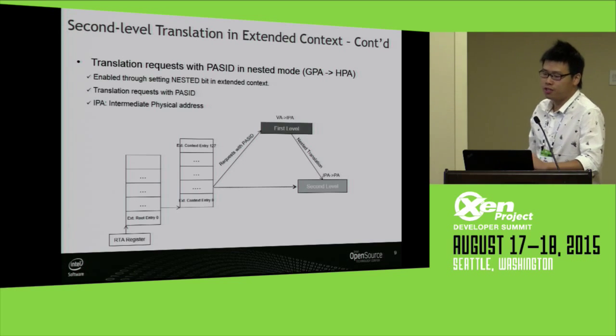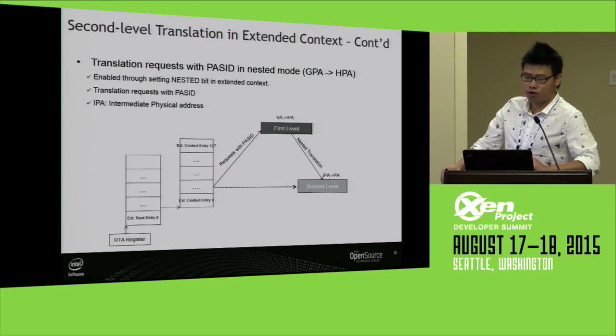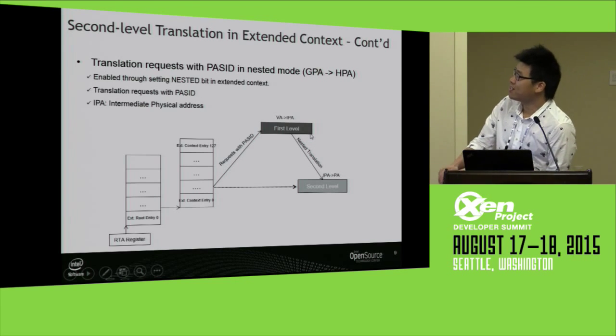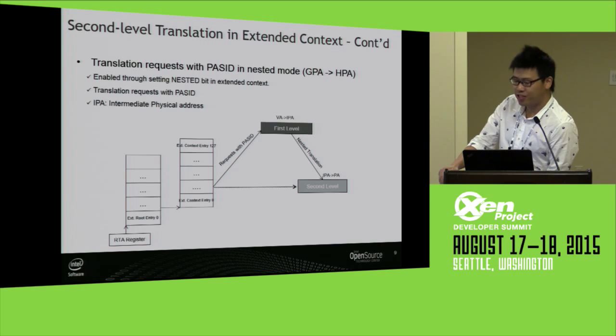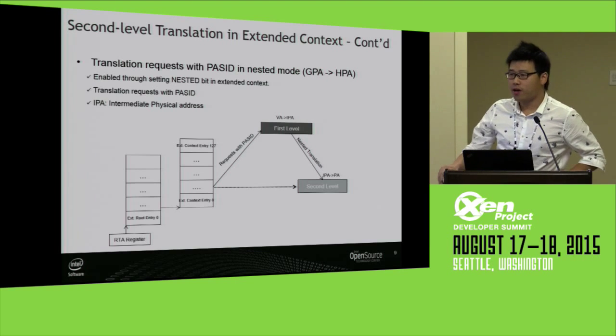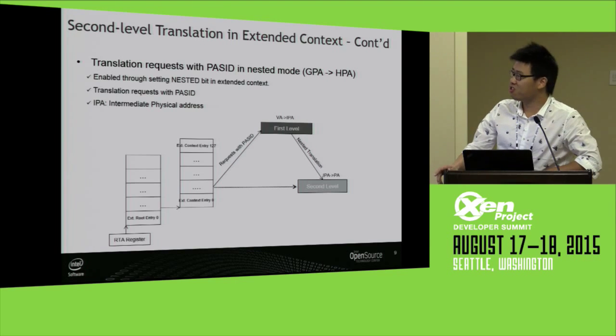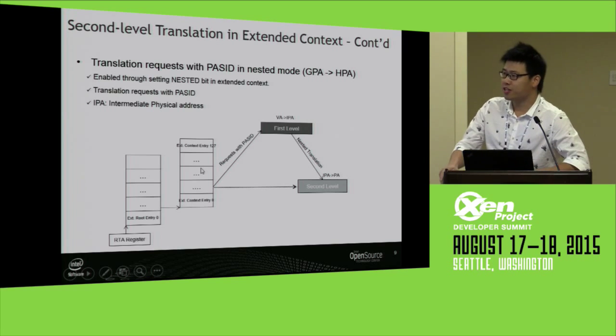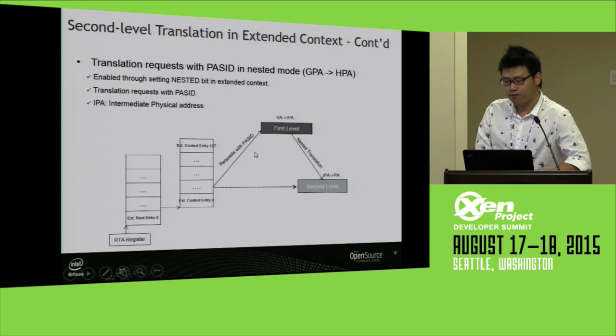And this slide shows the second scenario for the second level page translation. It is used for the translation requests with pass ID in the nested mode. After introducing SVM, we can configure the nested mode in the extended context entry. Then, if that is the case, a DMA request with pass ID will go through the first level page table, then do the address translation in the second level page table.